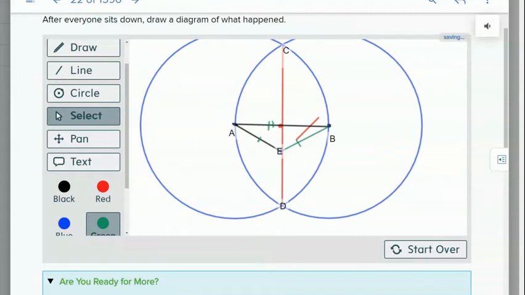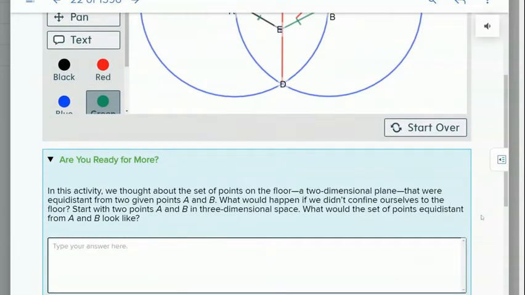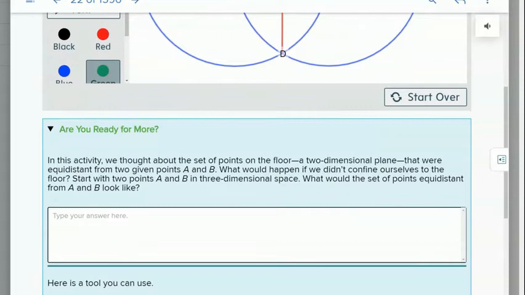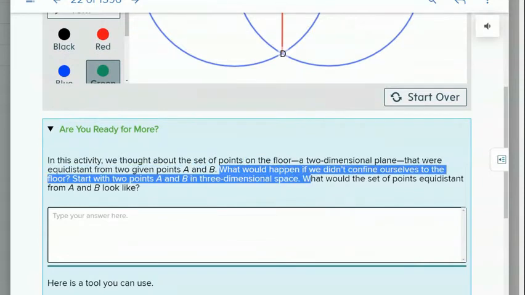Trade routes. Point E would be an excellent trade route, okay? Because all the farmers, all the artisans, anybody making anything to sell would definitely agree to point E for a location. All right, let's see. What would happen if we didn't confine ourselves to the floor?